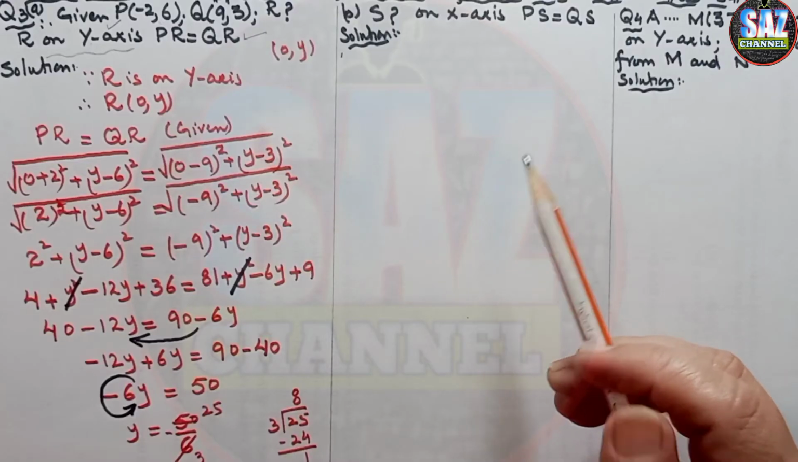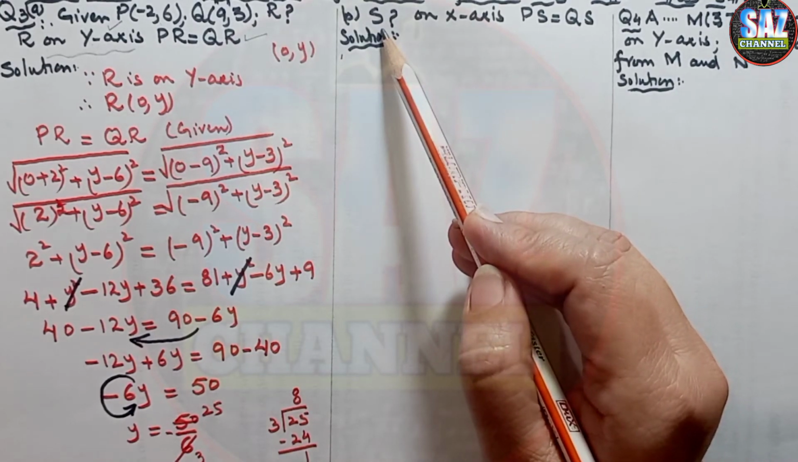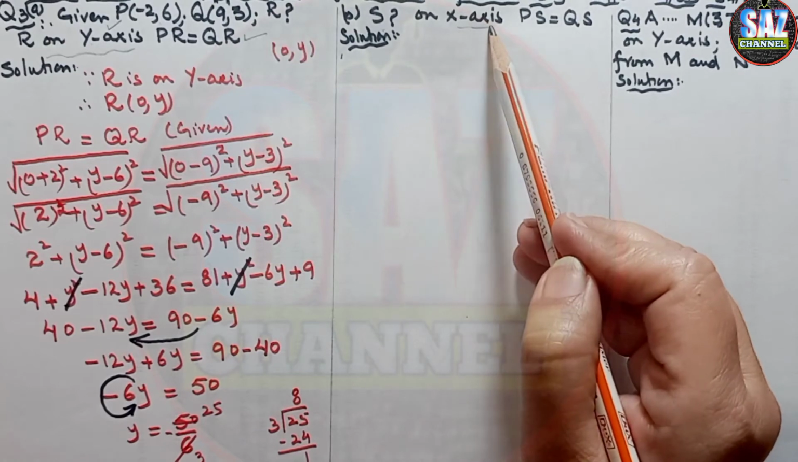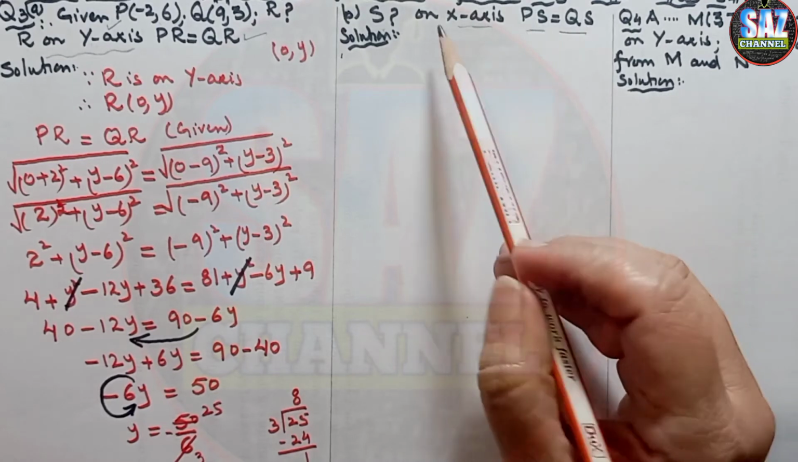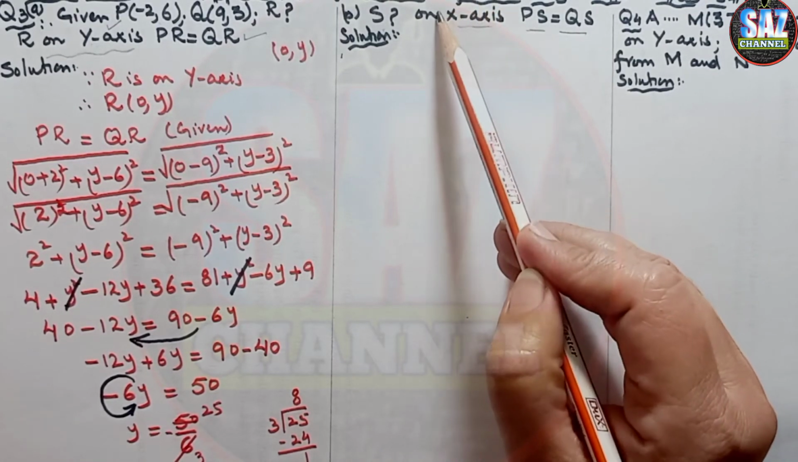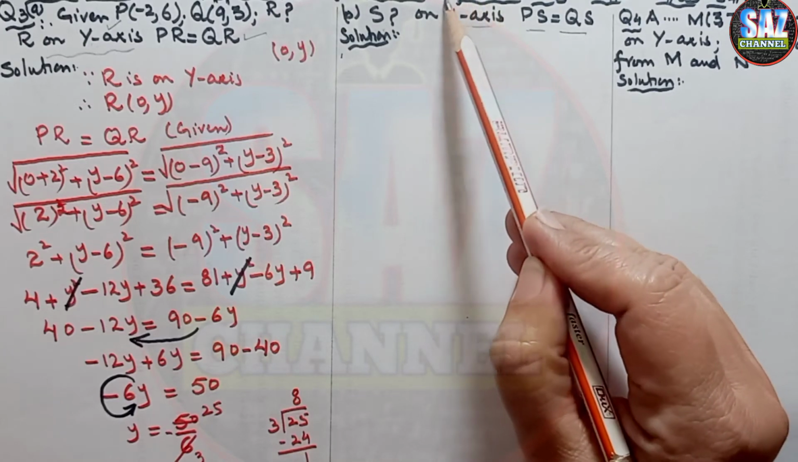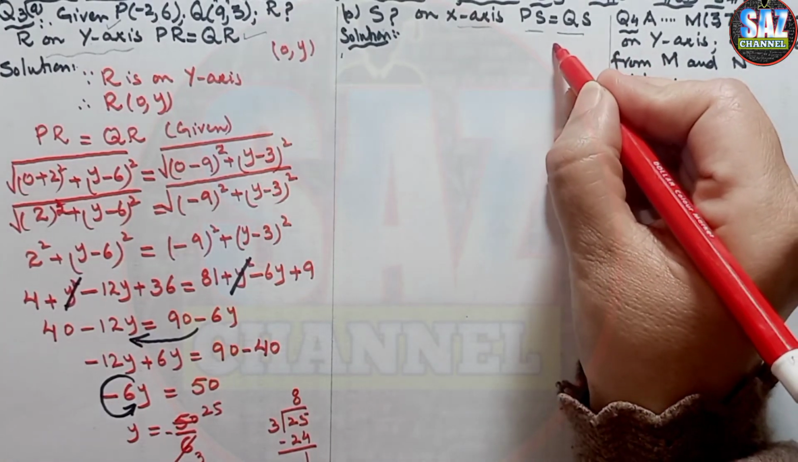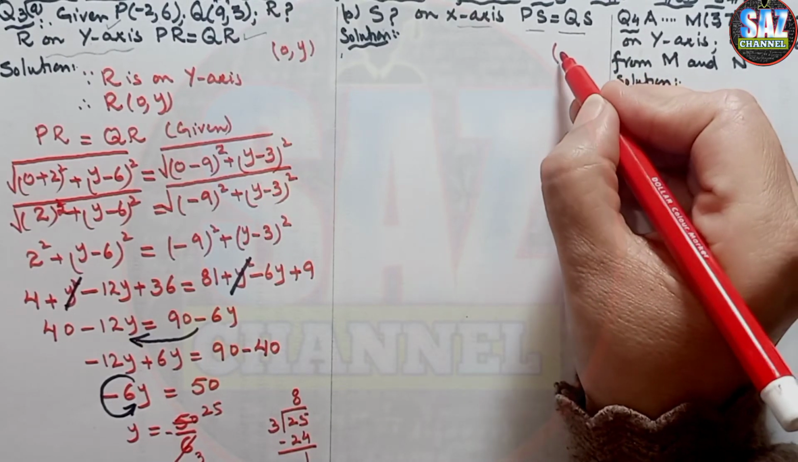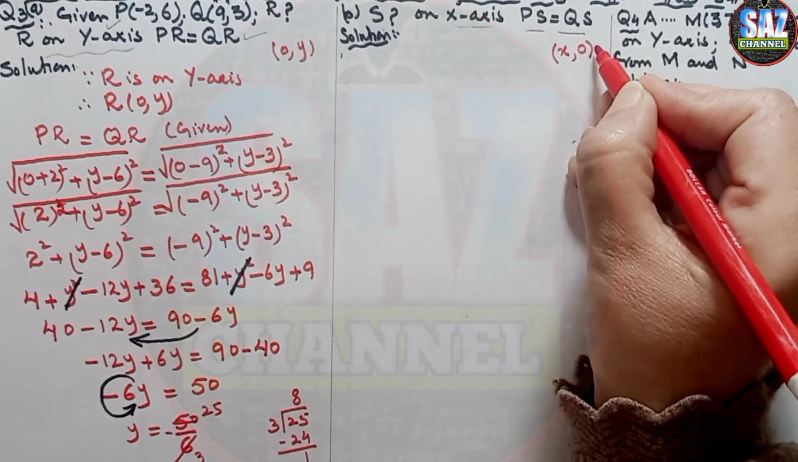Question 3b. The coordinates of point S such that S lies on x-axis and the condition is PS equals to QS. Now here the problem is that the unknown point that we need to find is on x-axis. Recall the condition that when any point is on x-axis, what are the coordinates of that point? So if we recall the previous lesson, we can see when any point is on x-axis, its coordinates are x and its y value is 0, x and 0.